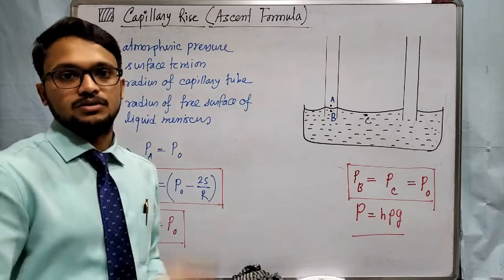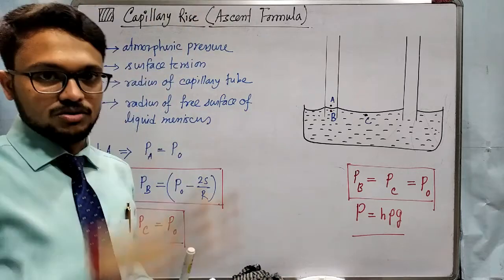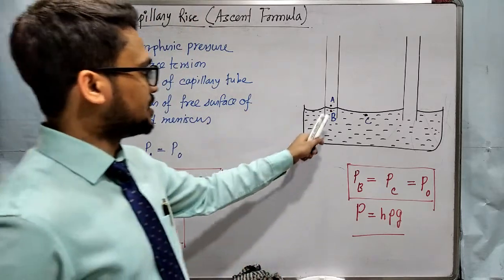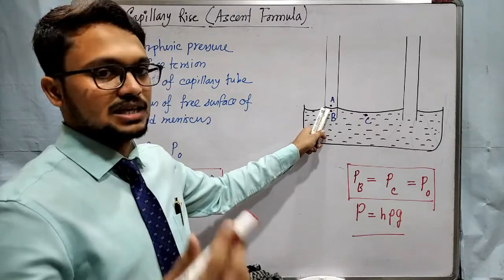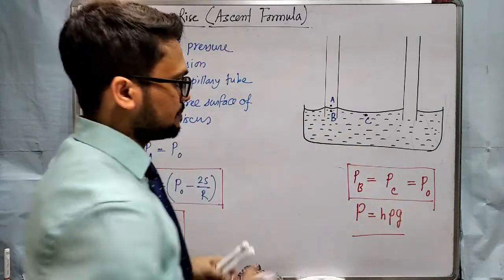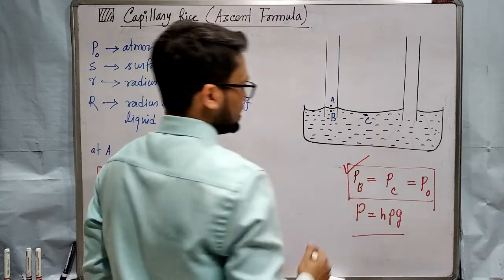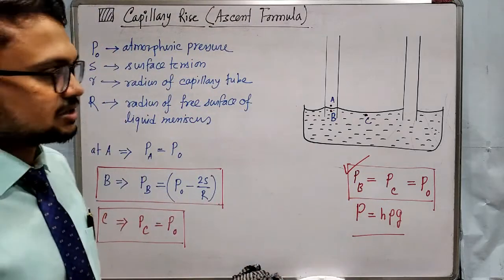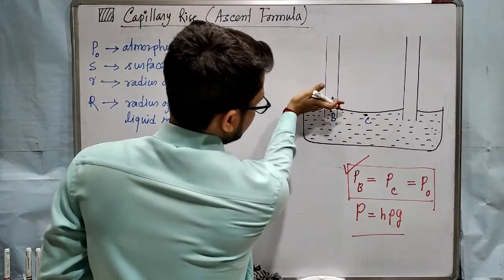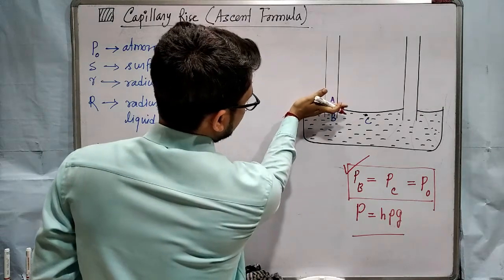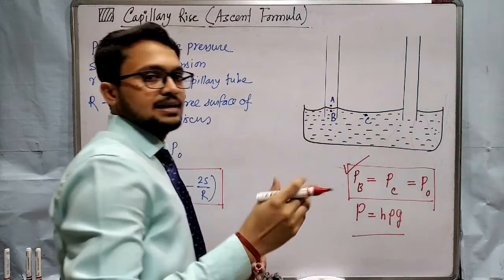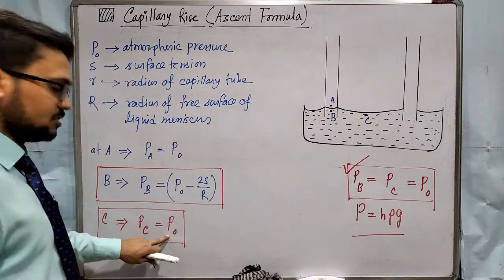It will move, it will rise or it will go down. So what will happen at point B? At point B, pressure should be P0. Okay, so how can we make it P0? If we take this free surface of liquid by some height where it can balance P0.